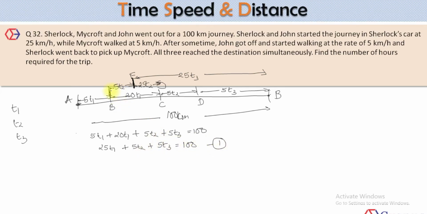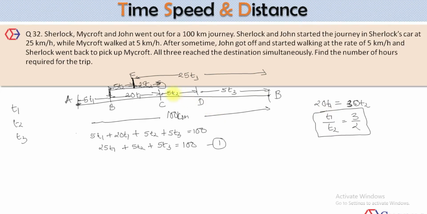The other breakup which I can see here is what? 5 T2 plus 25 T2. This one must be equal to 20 T1. So directly I write 20 T1 must be equal to 30 T2. That means T1 by T2 becomes how much? 3 by 2. So I got the ratio of these two times.